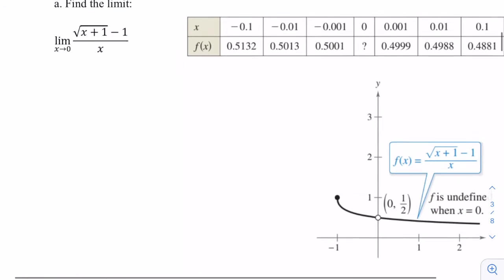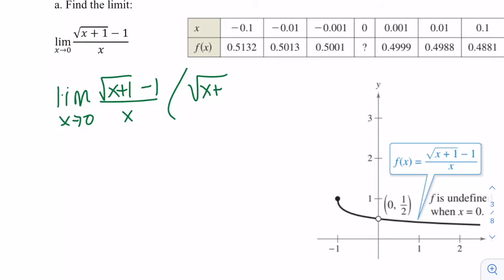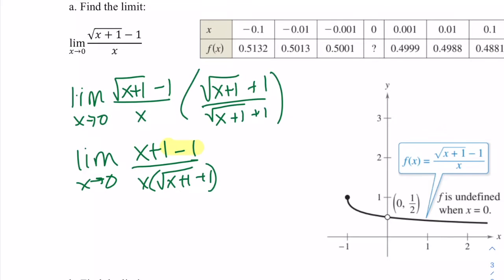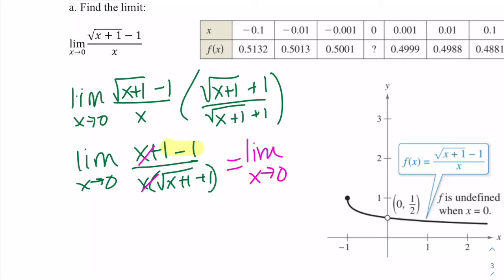Now let's look at our second technique of rationalizing and using conjugates. So for the first one, we'll multiply the top and the bottom by the conjugate of the numerator, the square root of x plus 1 plus 1 over the square root of x plus 1 plus 1. We'll get x plus 1 minus 1. And we can simplify that numerator a little bit more, and we'll be left with x on the top, but the x's can reduce.